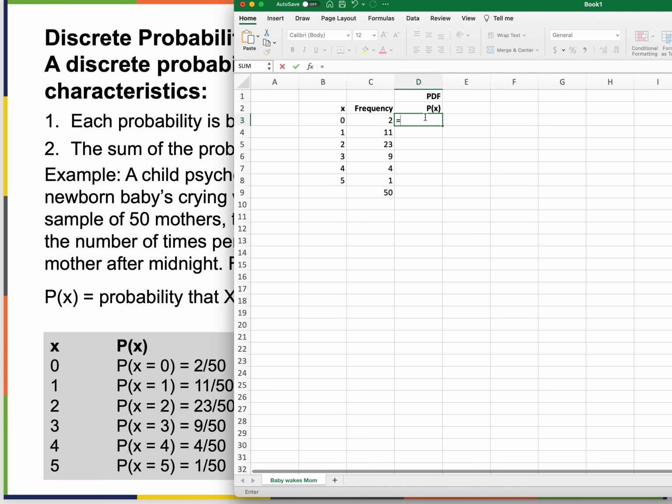So I'm going to get equals 2 divided by 50, and I have to put the dollar sign between the C and the 9, so that when I copy this down, it's all to 2 decimal places.